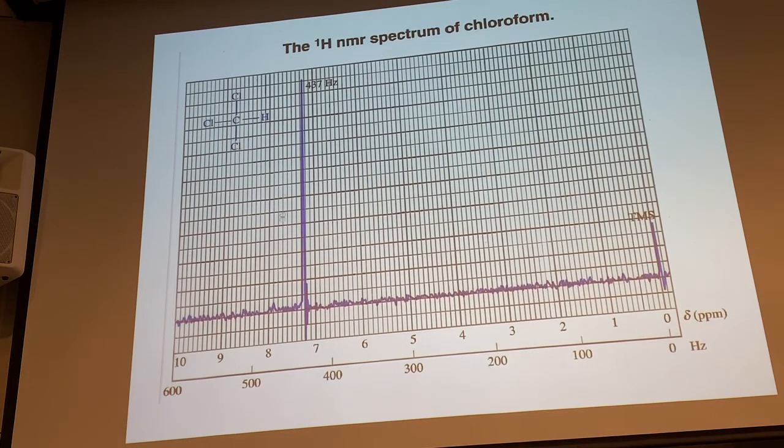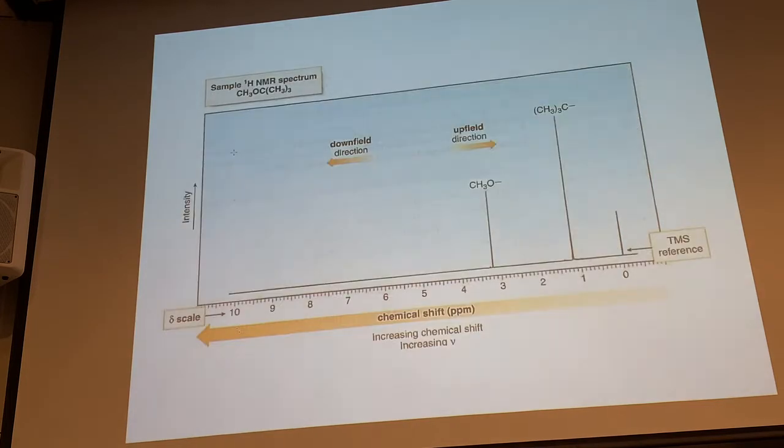And you see here, chloroform is actually quite deshielded. It's down here at 7. It's not a typical alkane because of the 3 electronegative chlorides. We'll have to talk about that. What affects the shift value here?